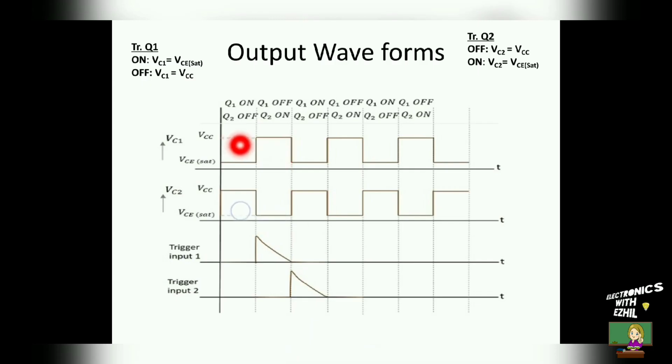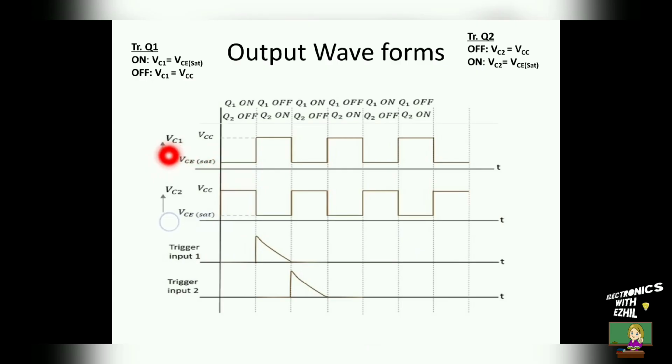Now I have divided the entire waveform into 6 time slots. For the first time slot, I have assumed Q1 is at on state, Q2 is at off state. During the second time slot, I have taken Q1 at off state and Q2 at on state. The third time slot and fifth time slot are similar to the first one. The fourth time slot and sixth time slot are similar to the second slot.